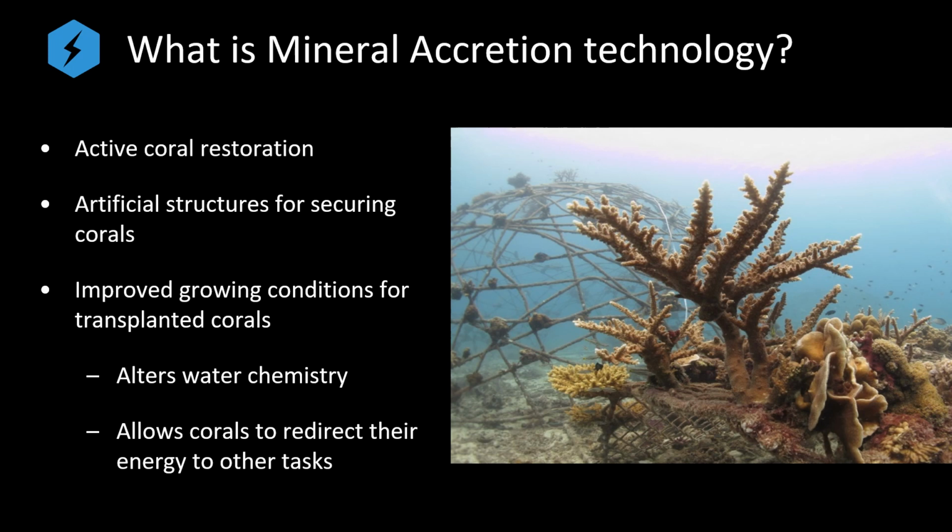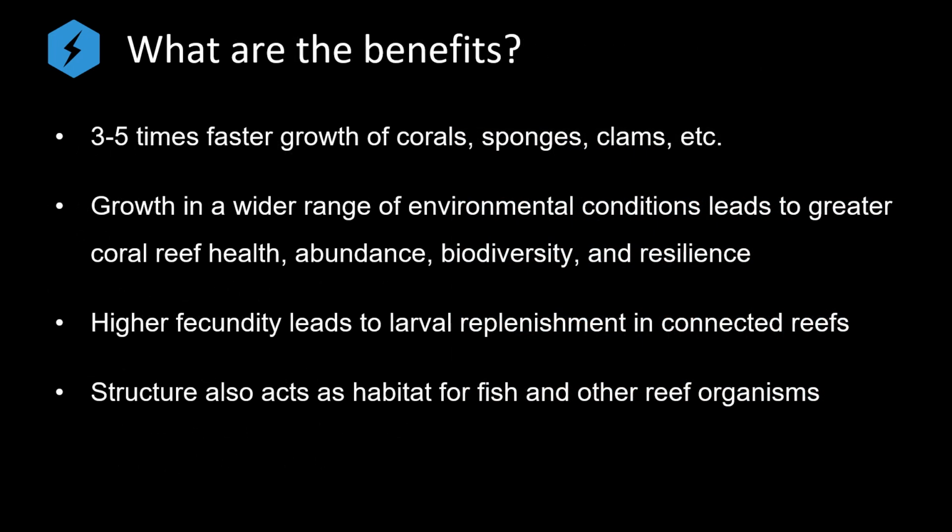In addition to creating artificial structures for securing corals onto, this allows for improved growing conditions for these corals by altering water chemistry. This allows the corals to redirect their energy towards other tasks and improves their growth rates and survival. According to published data, corals growing on a mineral accretion structure will grow 3 to 5 times faster. This also includes sponges, clams, and other calcium carbonate secreting organisms.